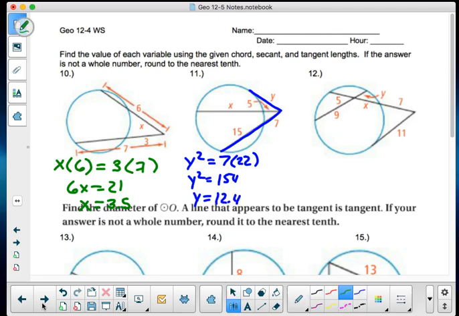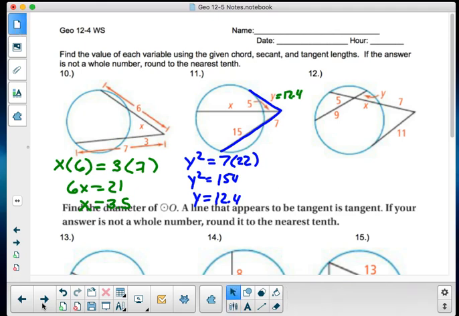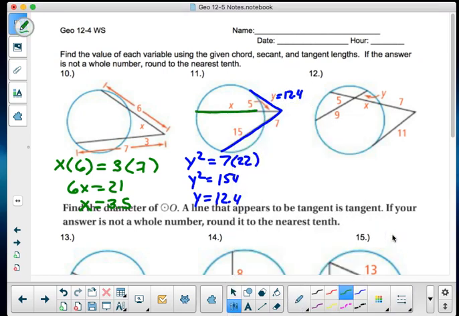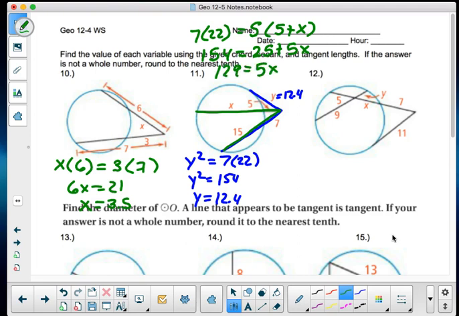Now, y is 12.4. I'm not going to use that. Actually, let's make that blue so we know that that came from the blues. I'm going to use this here. So now I've got my outside for my x. Outside is 7 times 22 is equal to 5 times 5 plus x. So this is 154 is equal to 25 plus 5x. If I subtract 25 from 154, I'll get 129. If I divide by 5, I'll get 25.8 is equal to x. So my x value is 25.8.